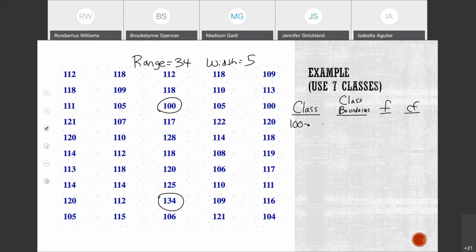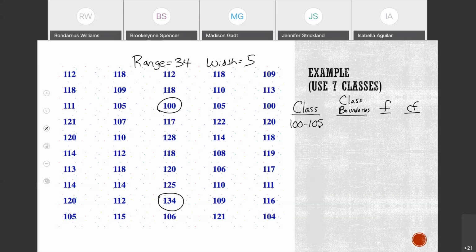So normally what students do, if I ask them, hey, what do you think we're going to do? They'll say that we'll take that width and add it to 100. So 105. And then they'll do this. And they'll say, okay, I have the first class done. My problem with that is that that class does not have a width of 5.